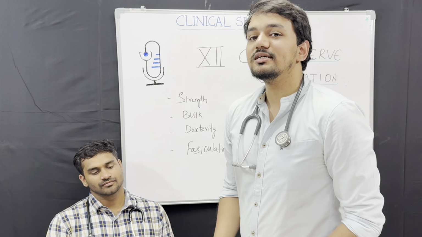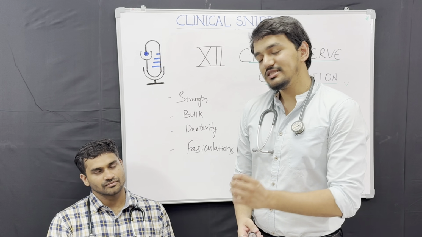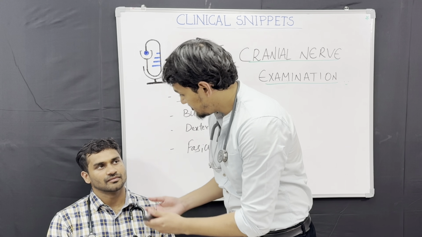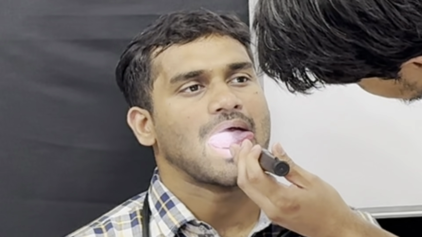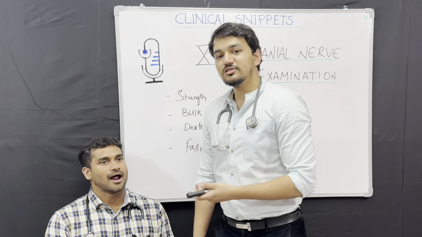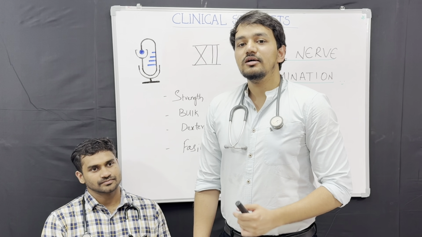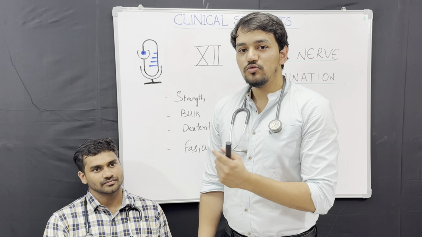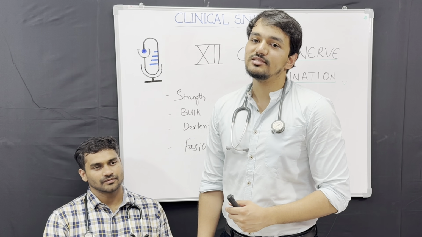Now we will check for Dinkler's sign. What is Dinkler's sign? If during protrusion the tongue is deviated to the left side, in this subject there is a normal tongue because there is no unilateral weakness, but if the unilateral weakness is present, there will be bunching of the tongue towards the same side and the opposite side will be normal. This is known as Dinkler's sign.